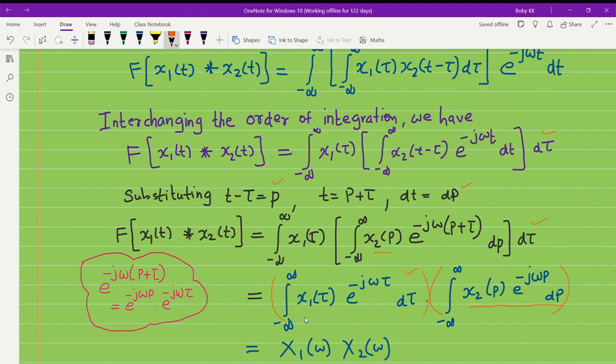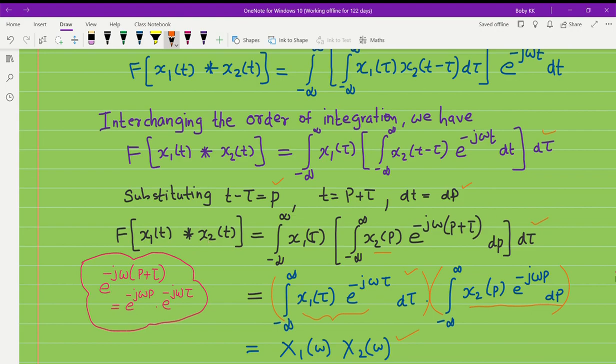This is as per the definition of the Fourier transform. The integral of x1 of tau e raised to minus j omega tau d tau, where the variable is only tau, gives us X1 of omega. Similarly, the second one, integral x2 of p e raised to minus j omega p dp, where instead of t we have taken p, is equal to X2 of omega. So this is nothing but X1 of omega into X2 of omega. And what is on the left hand side? The Fourier transform of x1 of t convolution x2 of t.